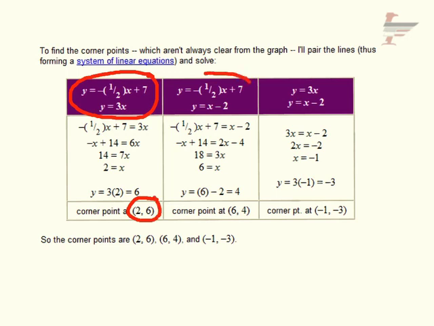We take the next set of equations and we solve it by substitution, and we find that the second vertice or corner point is at 6, 4. And then we solve that third system and we find out that that corner point or vertice is at negative 1, negative 3. This might be a great opportunity to stop the video and go back and look at your graph and confirm that these are your three vertice points.